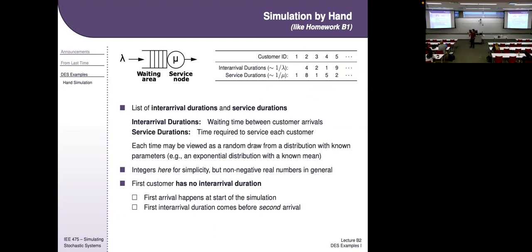Even though they're lined up this way, you can really think of it as a list of interarrival times and a list of service times, and you just grab the next one off the front of the list as you need it. And then I also will provide an end time. So the sim will run until that end time. That will be the other thing that's provided. So given this and an end time, you should be able to generate a timeline. And that's what we do in the hand simulation.